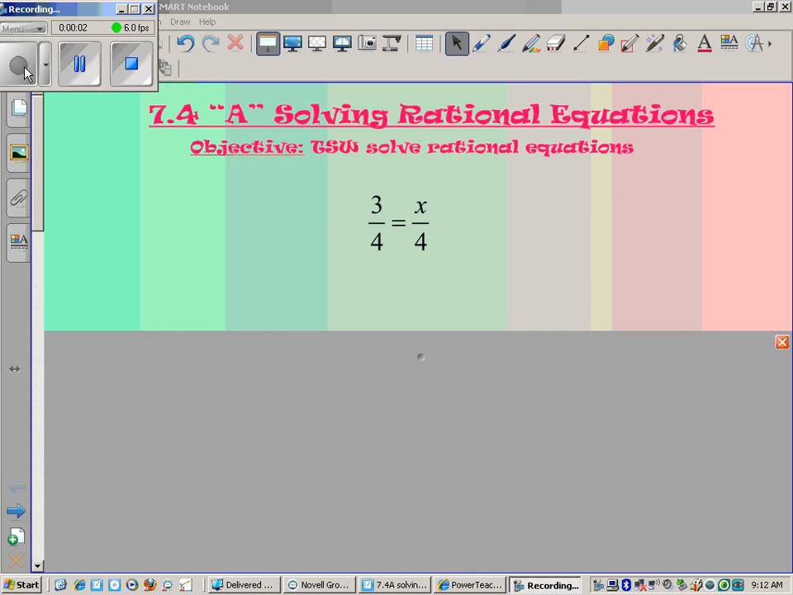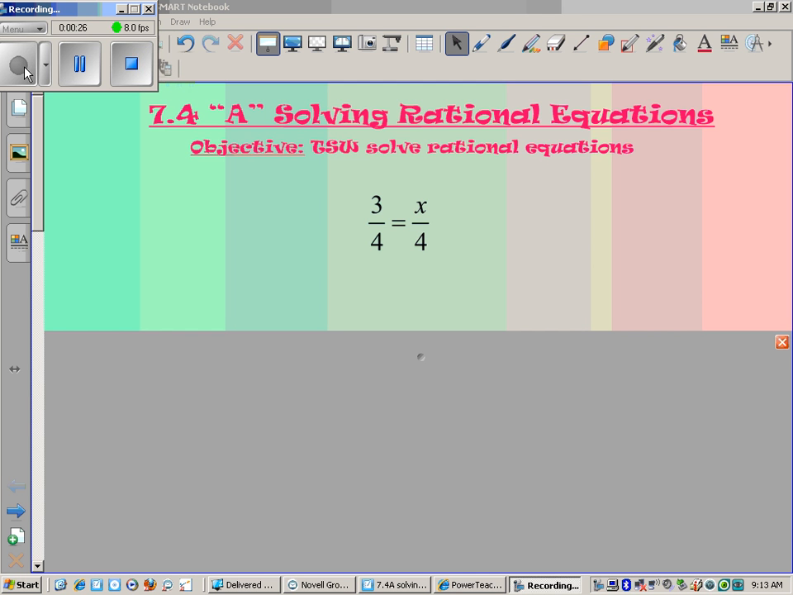Okay, in 7.4a, we're going to be solving rational equations. We're going to be solving problems that we've been doing. So if I give you these two fractions, 3/4 is equal to x over 4, and now I want you to solve for x. I need to figure out what x has to be in order to make these two equal.